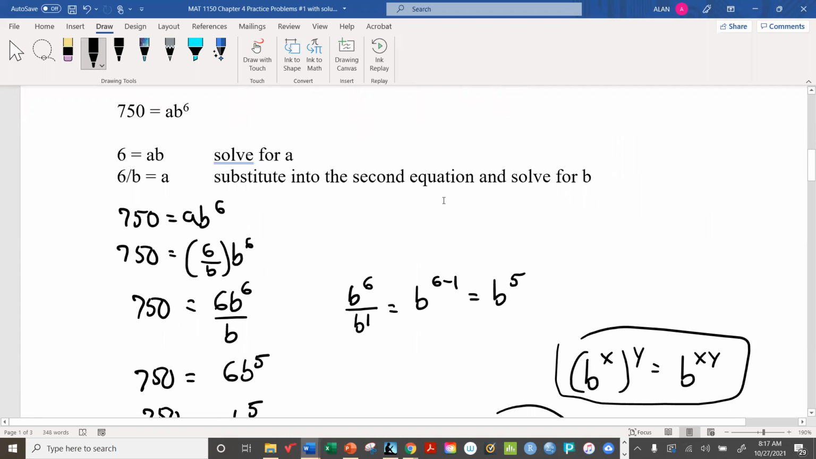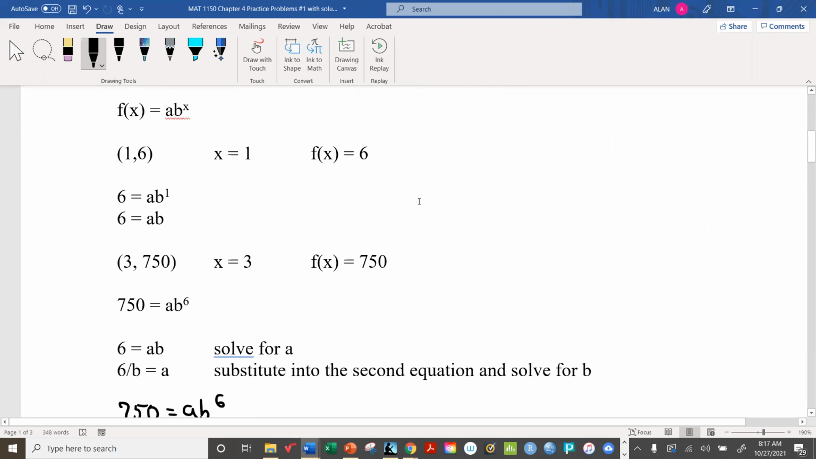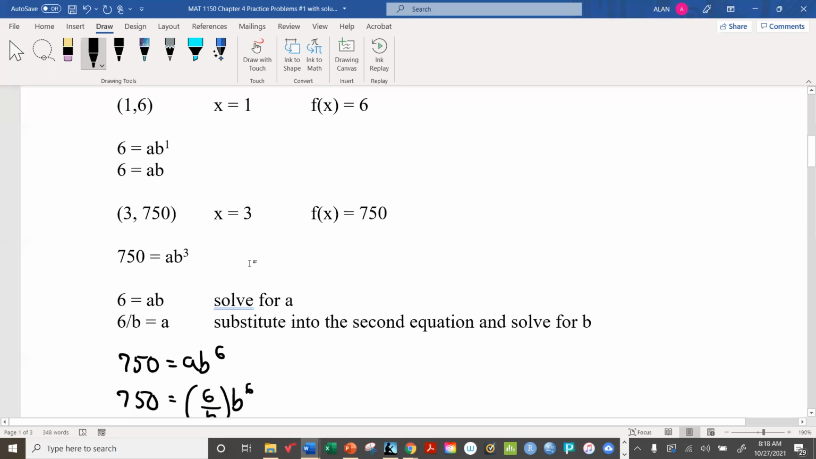Okay, so let me just double check this for a second. I just want to make sure that nothing went wrong here. We have 750 equals AB to the 6th power. Oh, you know what happened? I think I may have copied something wrong in here. No, I'm sorry, that's the second one. I was looking at the first one. No, I made a mistake here. This is meant to be 3. Sorry, I just realized it now. So that makes a big difference.